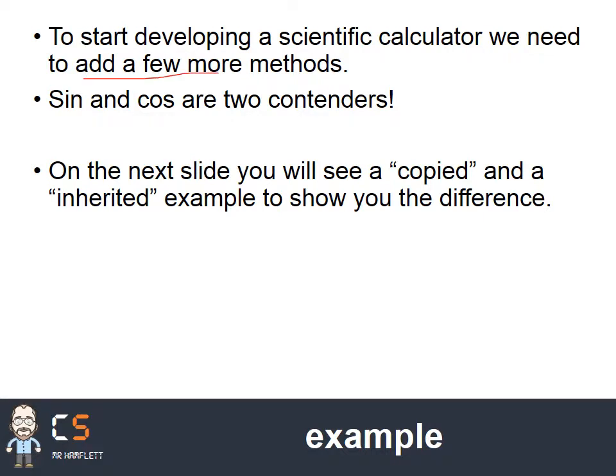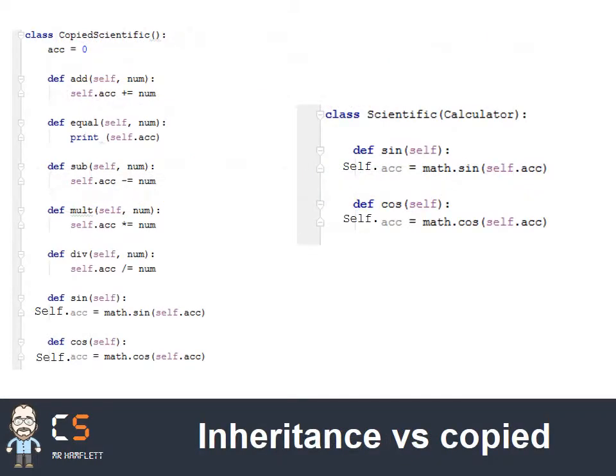To give you an example, doing sine and cosine would be two classic examples. We're going to look at how we might do it as a copied way of doing it, and also an inherited example. On the left hand side, you can see I've just copied it. Here I've got my normal methods for calculator: add, equal, subtract, all that sort of stuff. So it's literally copy and pasted, and then I've added two other methods, sine and cosine.